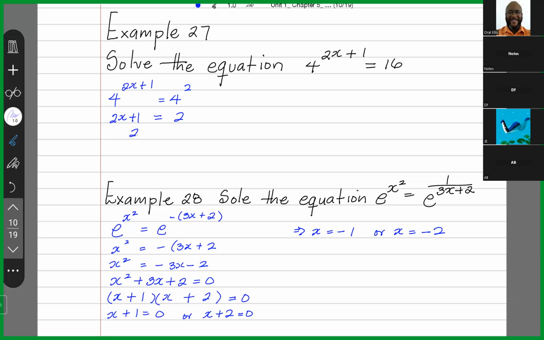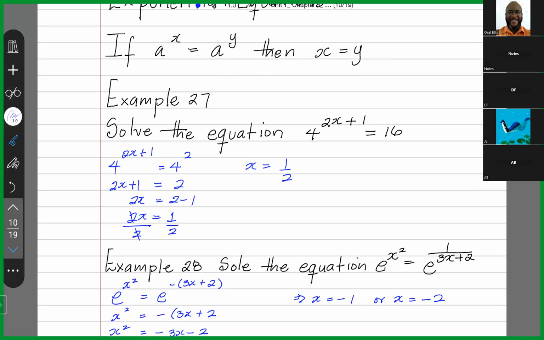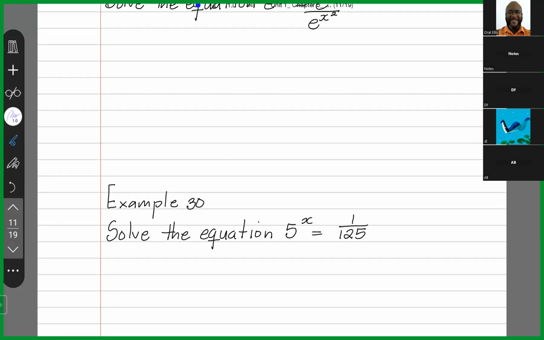So therefore, 2x would be equal to 2 minus 1. Positive 1 on the left goes over to the right and becomes negative. And so 2x is equal to 1. And if I divide both sides by 2, I'm going to get that x is equal to a half. So for example 27, x is equal to a half is the answer. Let's turn the page now and look at examples 29 and 30.